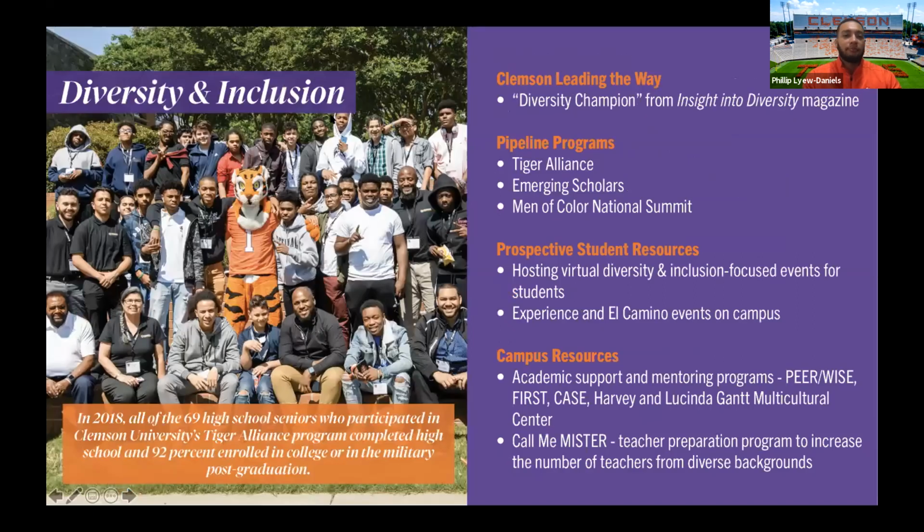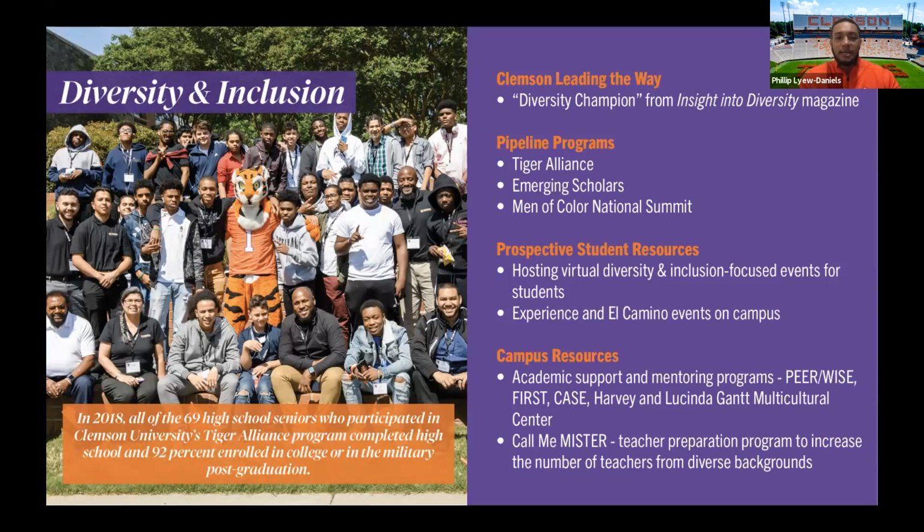try to get in. Diversity and inclusion. This is one of my personal favorites to talk about at Clemson in terms of resources and things like that we have for our underrepresented students. Over the years, Clemson has continuously worked and utilized resources to improve our diversity numbers and make campus more inclusive for everyone. Things like Tiger Alliance, Emerging Scholars, and the Men of Color National Summit. These are all three that I have personally been involved in.